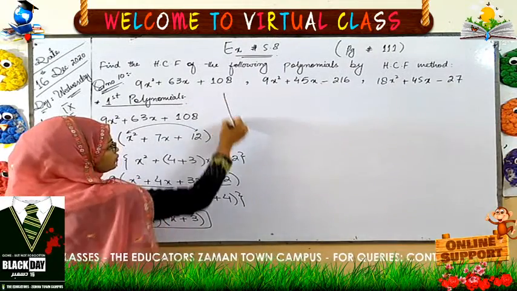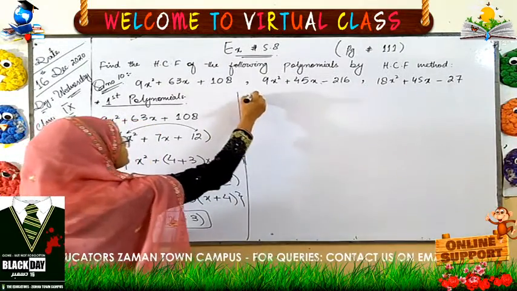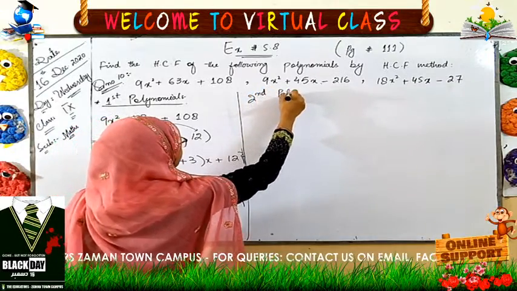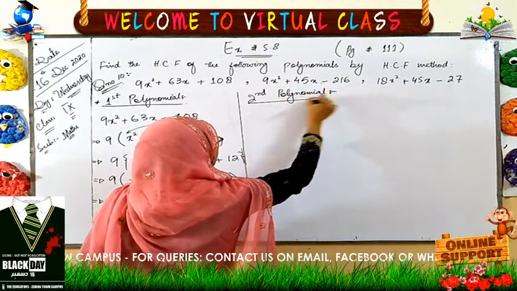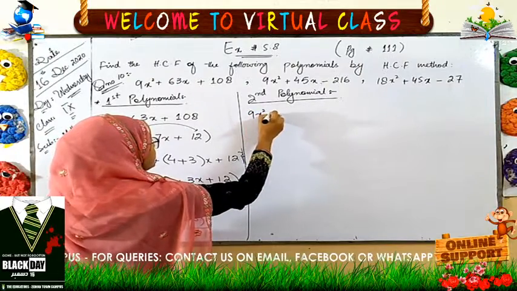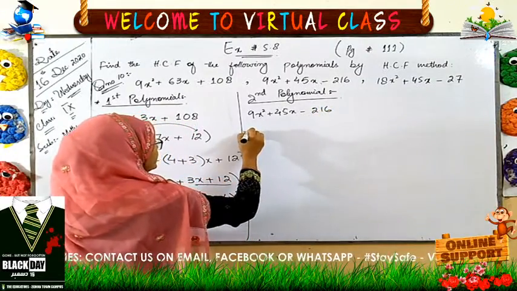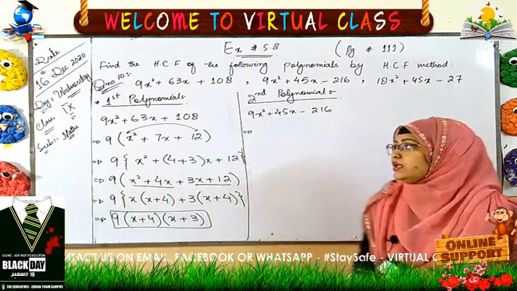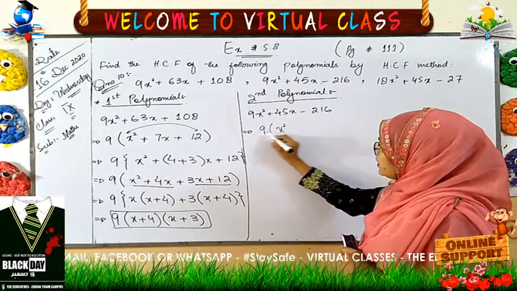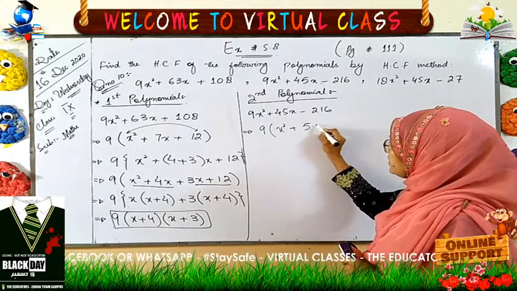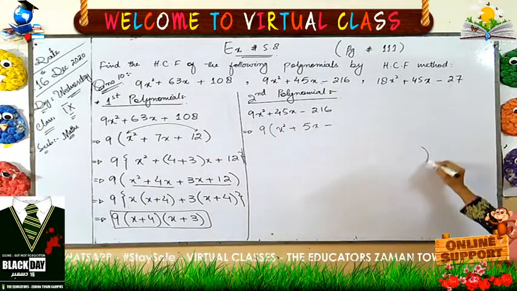Now in the same way we will find out the factors of the second polynomial expression. We have 9x square plus 45x minus 216. Again we can take out 9 as a common value, right? So what will we take? 9 as a common, because 9 1s are 9, plus 9 5s are 45, minus 216 divided by 9. What do we get?